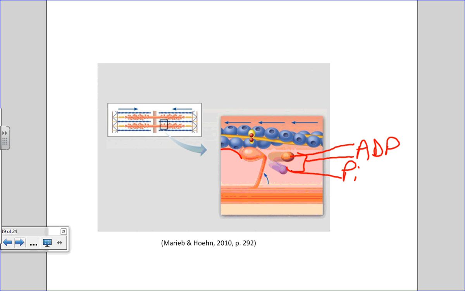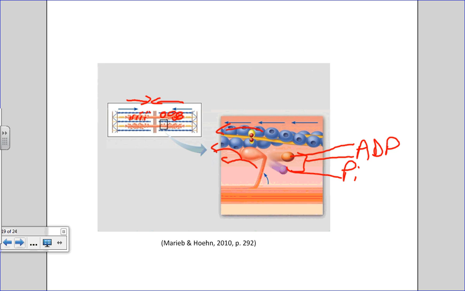Essentially, this head is going to cock a little bit. Think of it like the hammer of a gun cocking. And then as this myosin head cocks a little bit, it's going to pull on the actin. You have to bear in mind that there are going to be many myosin heads at once interacting with these actin filaments, and these heads are cocking in the direction towards the center of the sarcomere.